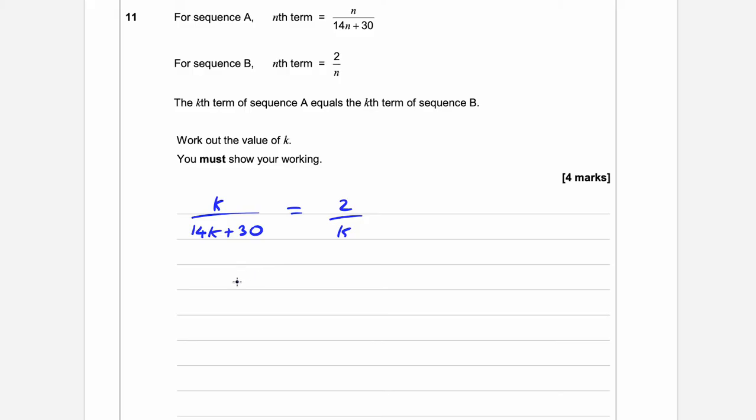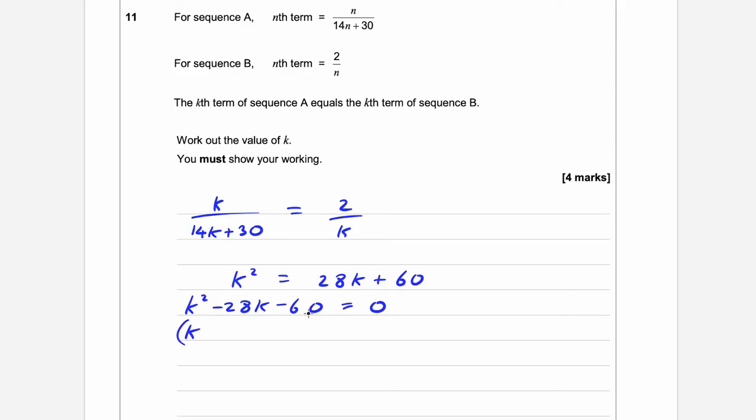Cross multiply, I get k squared equals 2 times this. Let's just skip that step, guys. It's 28k plus 60. I have myself a quadratic. k squared minus 28k minus 60 equals 0. Let's factorize this, guys.